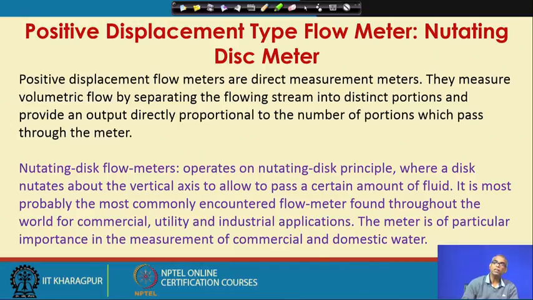Note that nutating disk is not exactly the same as rotating disk. So, the disk is nutating, that means while it is rotating, it is swaying. Oval is another term used for nutating.